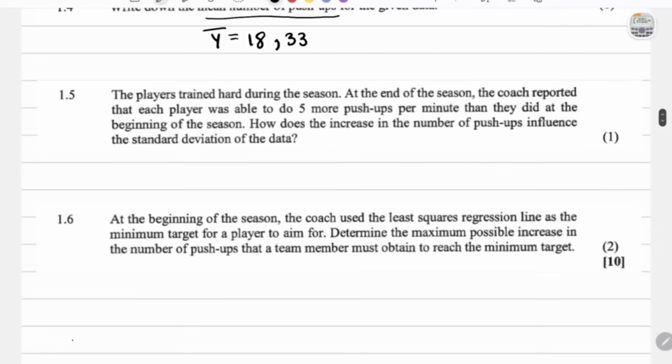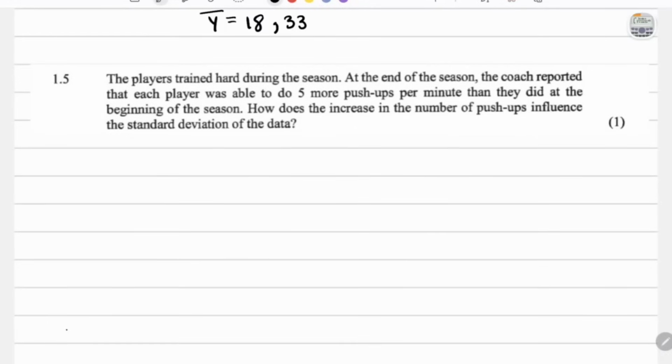Then moving on to 1.5. Question 1.5 says, the players trained hard during the season. At the end of the season, the coach reported that each player was able to do 5 more push-ups per minute than they did at the beginning of the season. How does this increase in the number of push-ups influence the standard deviation of the data? So they want us to tell them how the increase in the number of push-ups is going to influence the standard deviation for the data.